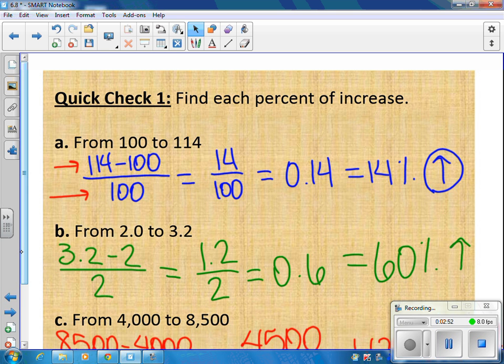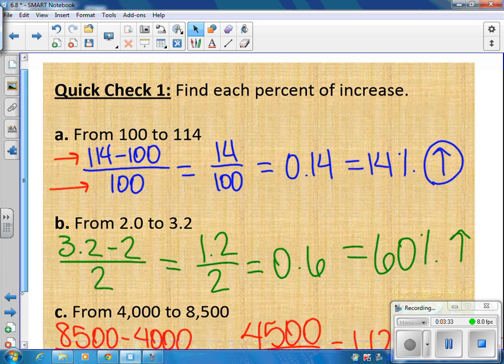Quick check part B. Again, we want to take the bigger value minus the smaller value. So I have 3.2 minus 2 in my numerator. In the denominator is always the start value. We started with a value of 2, so that goes in my denominator. I simplify to get 1.2 over 2. When I divide those numbers, I get the decimal 0.6. Moving that decimal 2 places to the right gives me 60%. Again, we are increasing. 3.2 is larger than 2, so I'm getting bigger. I put an arrow pointing up at the end of my percent.